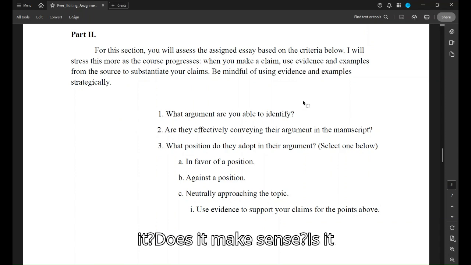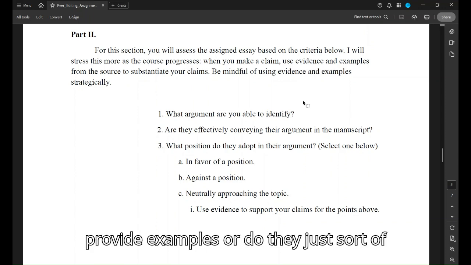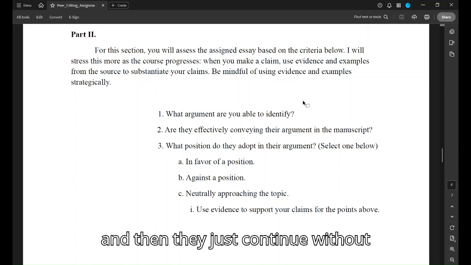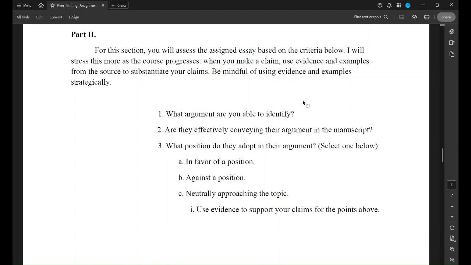Does it make sense? Is it coherent? Do they provide examples, or do they just sort of blow through, saying this is the point, and then they just continue without providing any other further detail?